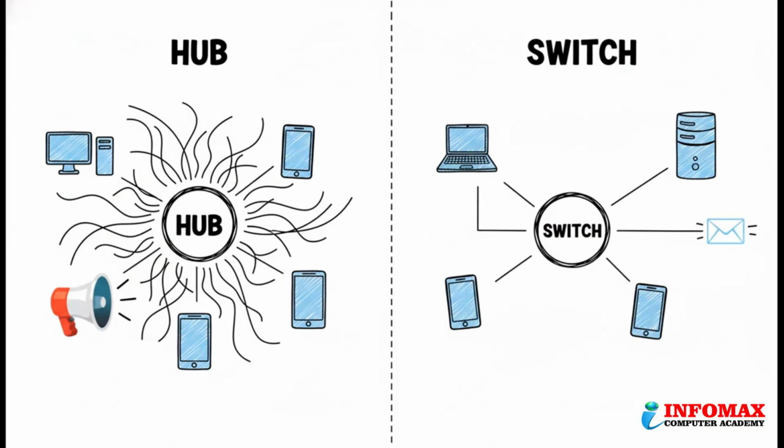So let's just put them side by side, because this is the key difference. The hub broadcasts. It just shouts at everybody and hopes the right person hears it. The switch, on the other hand, communicates with precision. It delivers a sealed letter right to the correct mailbox. And that efficiency, that intelligence, is exactly why switches completely took over from hubs in pretty much all modern networks. They just make everything faster and less chaotic.